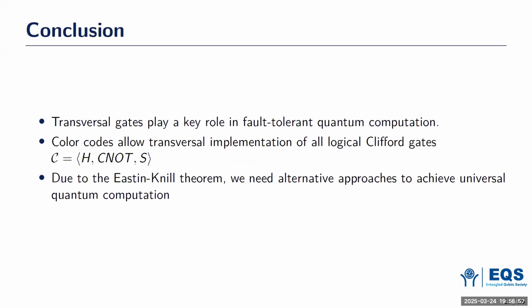In conclusion, transversal gates play a key role in fault-tolerant quantum computation, and color code allows transversal implementation of all logical Clifford gates. But due to the Eastin-Knill theorem, we need alternative approaches to achieve universal quantum computation. Thank you for listening to my presentation. Are there any questions?